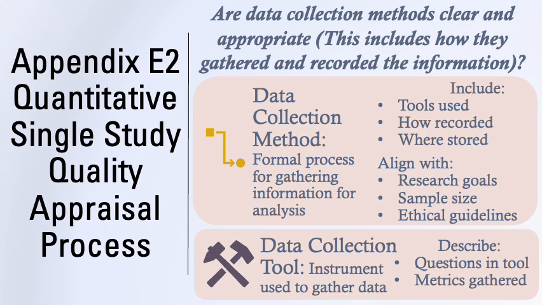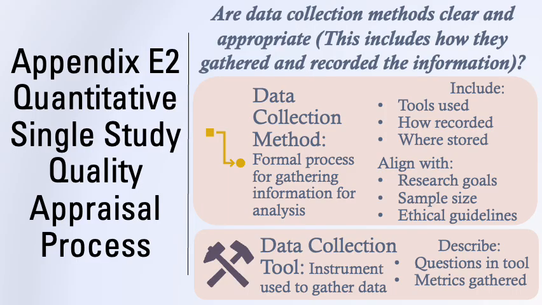The seventh quality appraisal question for the methods section of a quantitative study asks, are data collection methods clear and appropriate? This includes how they gathered and recorded the information. The data collection method is the formal process for gathering information for analysis. Data should be collected in a systematic, objective, and repeatable manner.